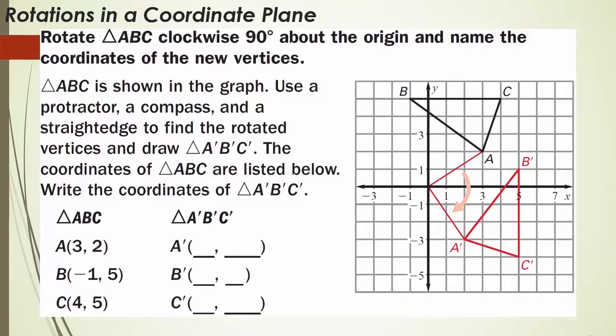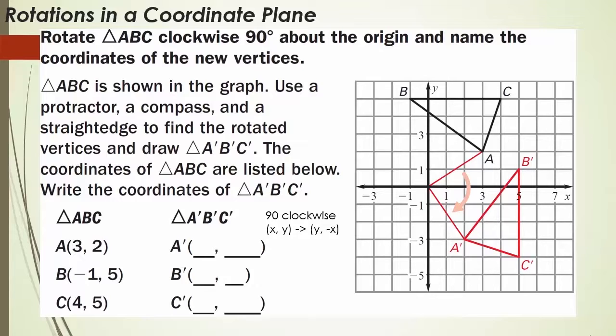Rotations in a coordinate plane. Rotate triangle ABC clockwise 90 degrees about the origin and name coordinates of the new vertices. Now in this example, they're asking us to use a protractor, a compass, and a straight edge, but I prefer to use the algebraic method. So we know since we're turning it 90 degrees clockwise that we're going to basically switch our x and y, and whatever our x value is, we're going to use its opposite sign.